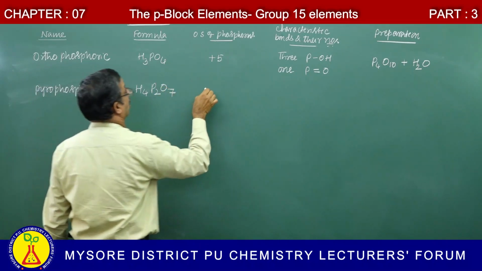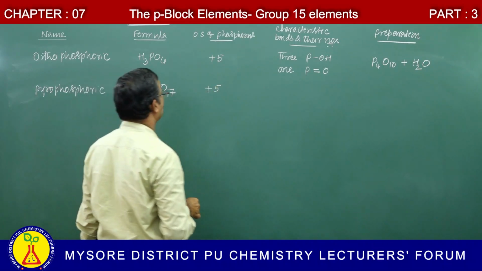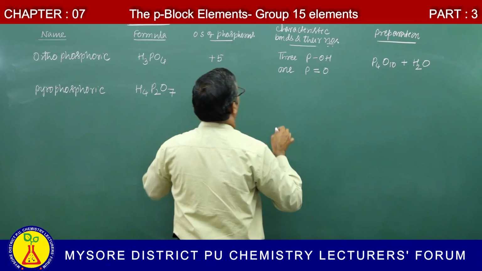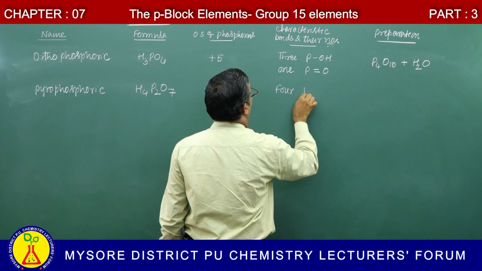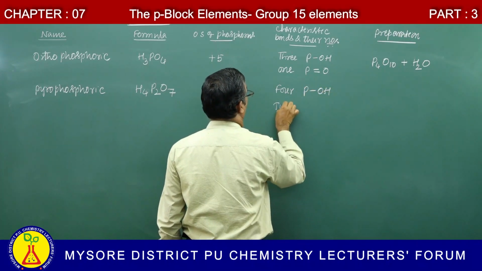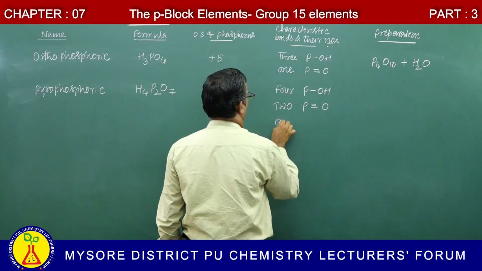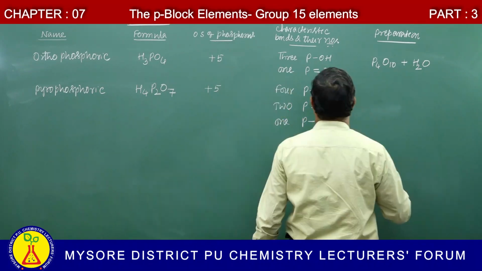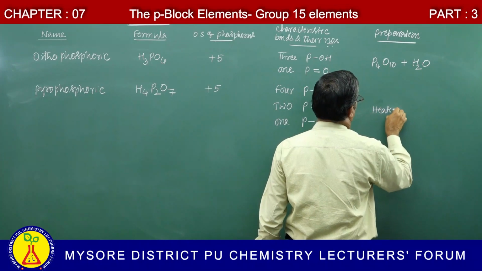H4P2O7, pyrophosphoric acid. The oxidation state of phosphorus in H4P2O7 is +5. It contains 4 P-OH bonds, 2 P=O bonds and 1 P-O-P bond. It can be obtained by heating phosphoric acid.